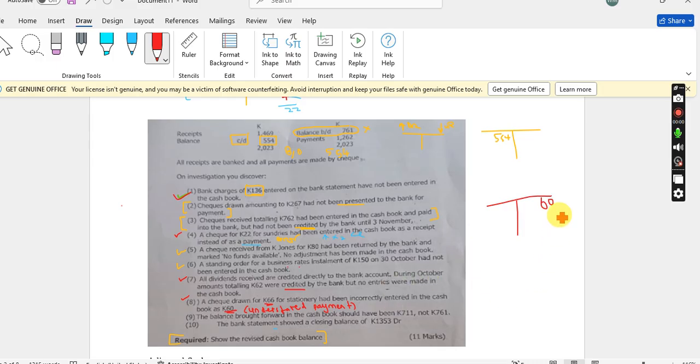We need to add another 6 kwacha on the credit side, right? So that's 60 plus 6, 66 kwacha. So you're going to credit the cash book 6 kwacha because you've got an understated payment. Any questions?